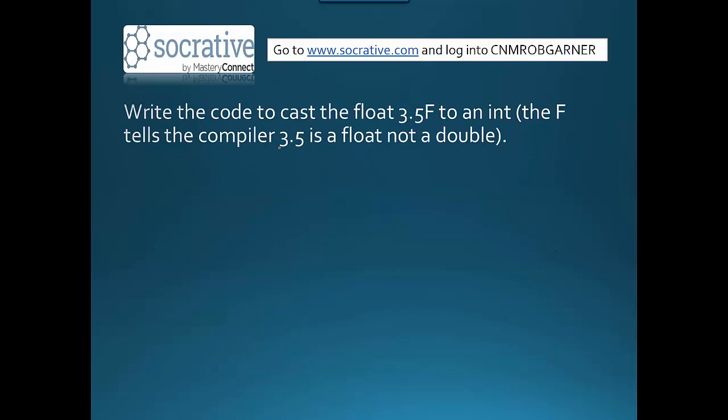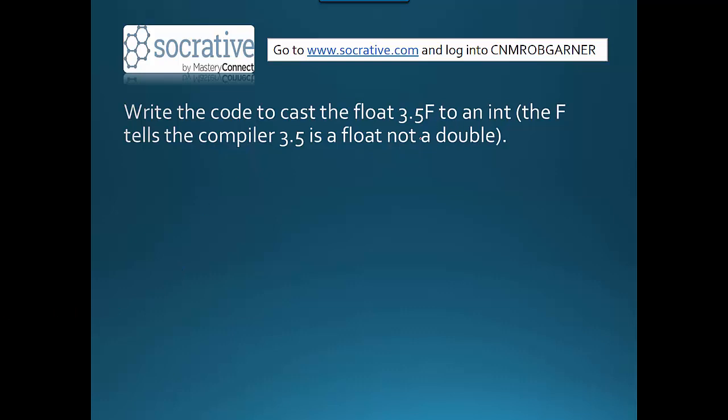So write the code to cast the float 3.5f to an int. And the f tells the compiler that 3.5 is a float. If you just put 3.5, the compiler is going to read that as a double. But if you put the character f after it, and that can be upper or lowercase, that will tell the compiler that that is a floating point variable. So write the code to cast that into an int. And I pause, think about your response or write it down, and then hit continue.